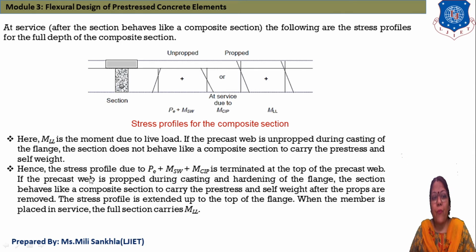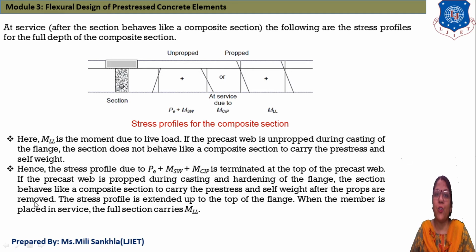Okay, if the precast web is propped during the casting, these three are terminated. If our precast web is propped during casting and hardening of the flange, the section behaves like a composite section to carry the prestress and self-weight after the props are removed.